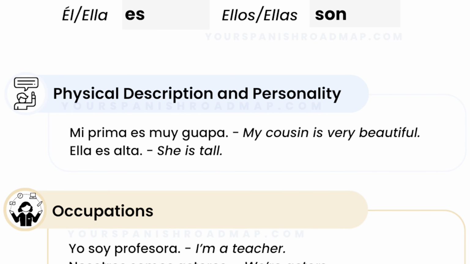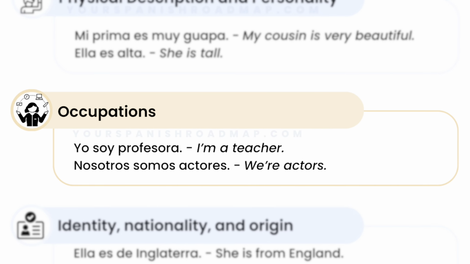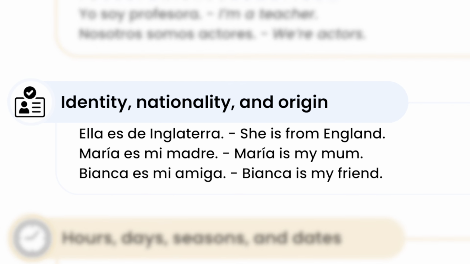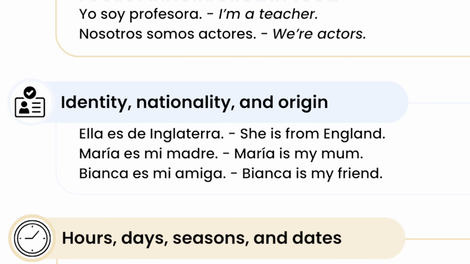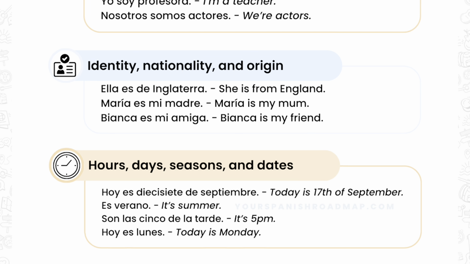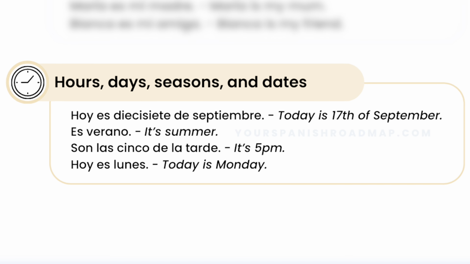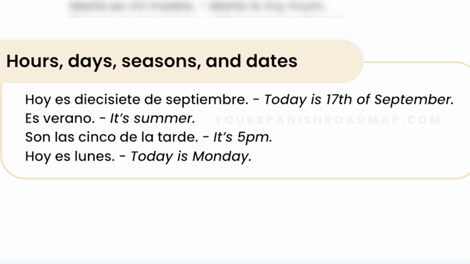As mentioned before, we use ser to talk about profession or occupation. We use it to talk about identity, nationality, origin. Ella es de Inglaterra. She is from England. María es mi madre. María is my mom. And the final one is we use ser to talk about hours, days, seasons, and dates. Hoy es lunes. Today is Monday.